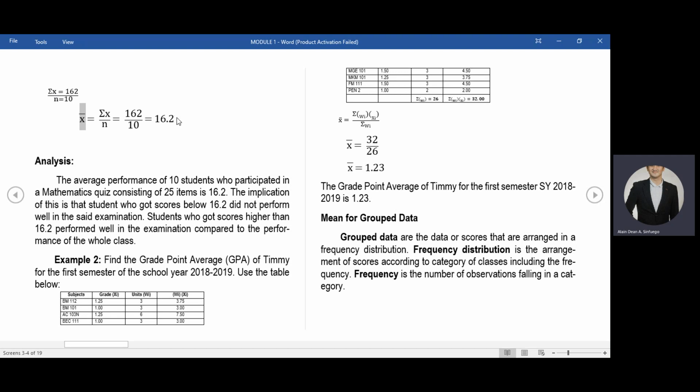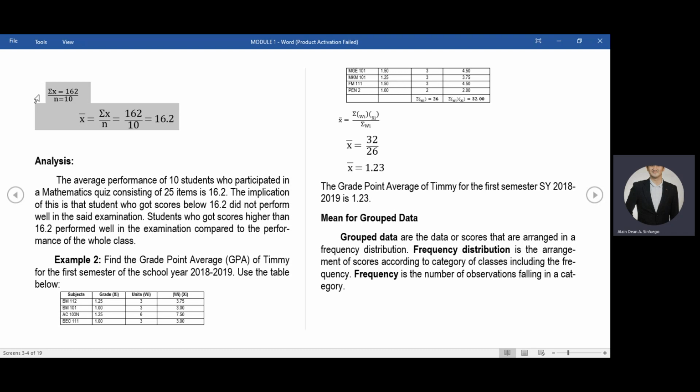Now, for the analysis part, because in our previous discussion, we have the descriptive statistics and the inferential statistics. For descriptive, we have this solution already, or the computation part. While for the inferential statistics, we need to have an analysis. And the analysis for example number 1 goes like this. The average performance of 10 students who participated in a mathematics quiz consisting of 25 items is 16.2.